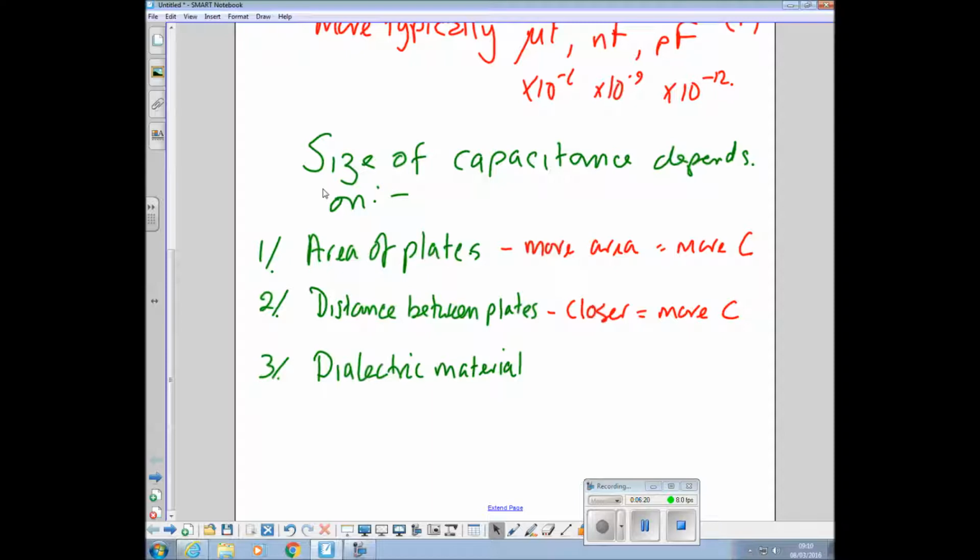Right, and where air is used as a dielectric will be in something like a variable capacitor. You have plates that move, so you're changing the area as the plates move. But you have a set of fixed plates, a set of moving plates going between them, so you can vary capacitance. Everybody okay with that so far? Yeah?